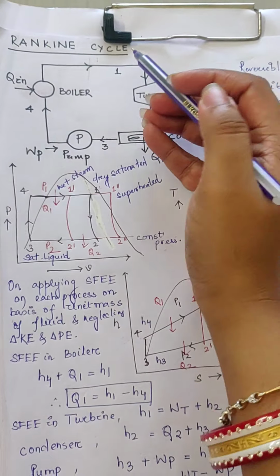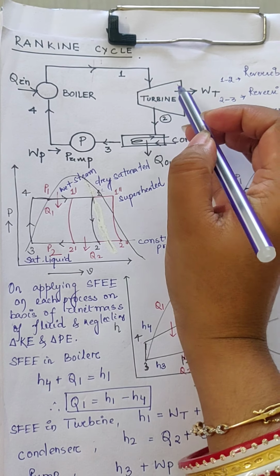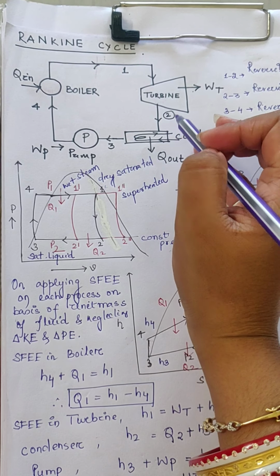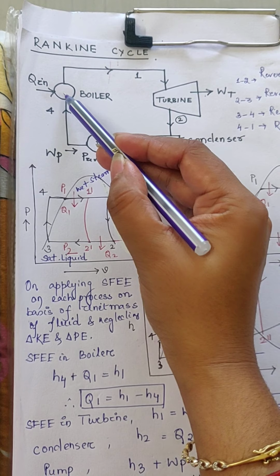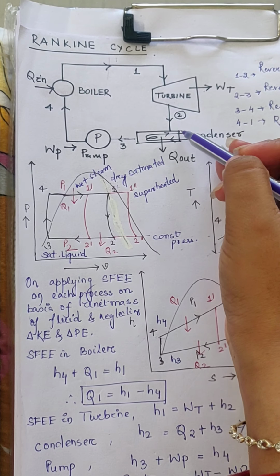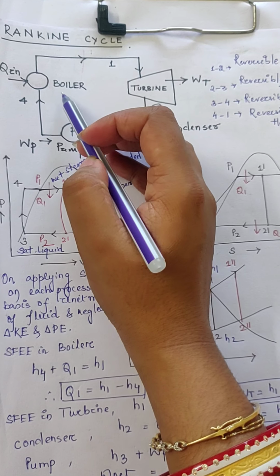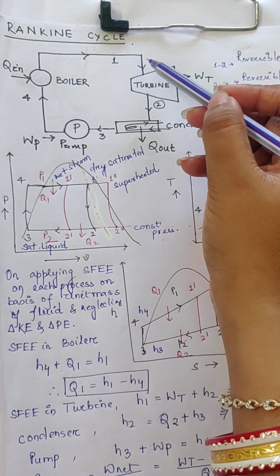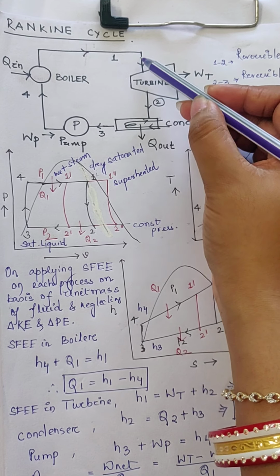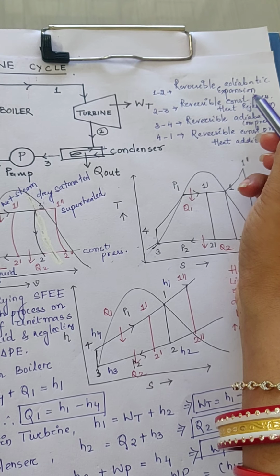So this is the cycle having 4 components and 4 processes. The first process starts from the boiler, then to the turbine, then to the condenser, then the pump. The first part is the process between 1 and 2, which is in the turbine, and it is a reversible adiabatic expansion.